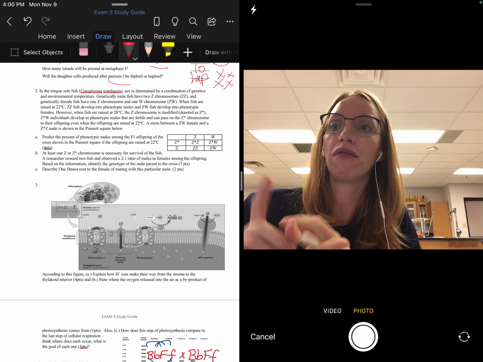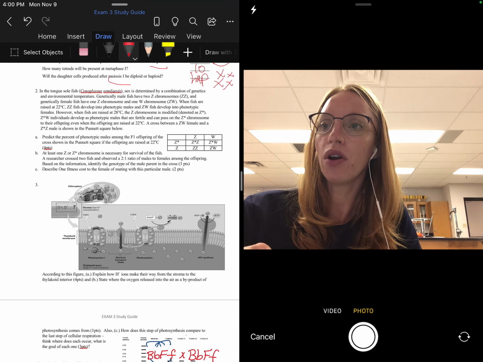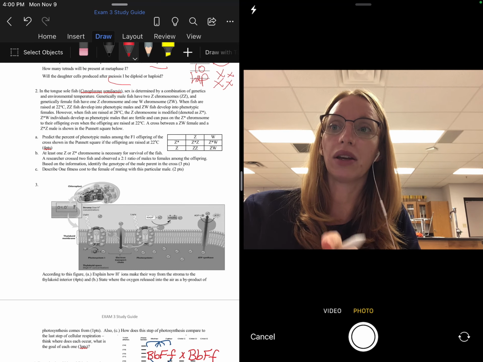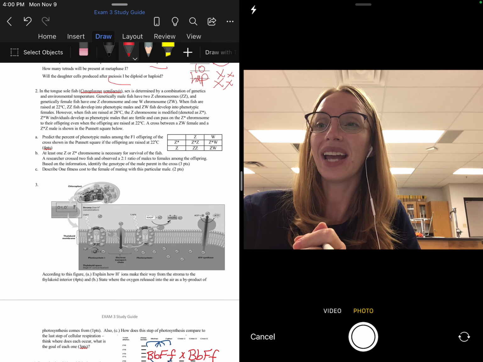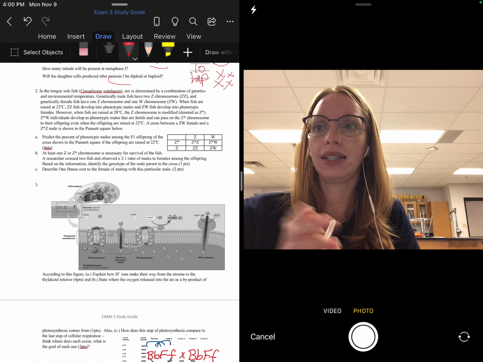Genetically, male fish have 2 Z chromosomes, which makes them ZZ. Females are Z and W. When fish are raised at 22 degrees Celsius, ZZ fish develop into males, and ZW are females. However, if fish are raised at 28 degrees Celsius, the Z chromosome gets modified, so it's Z asterisk.